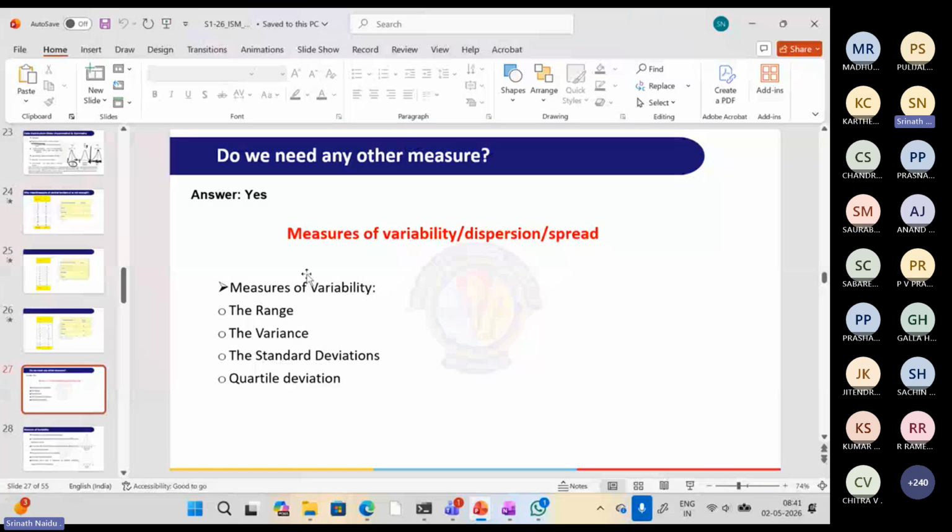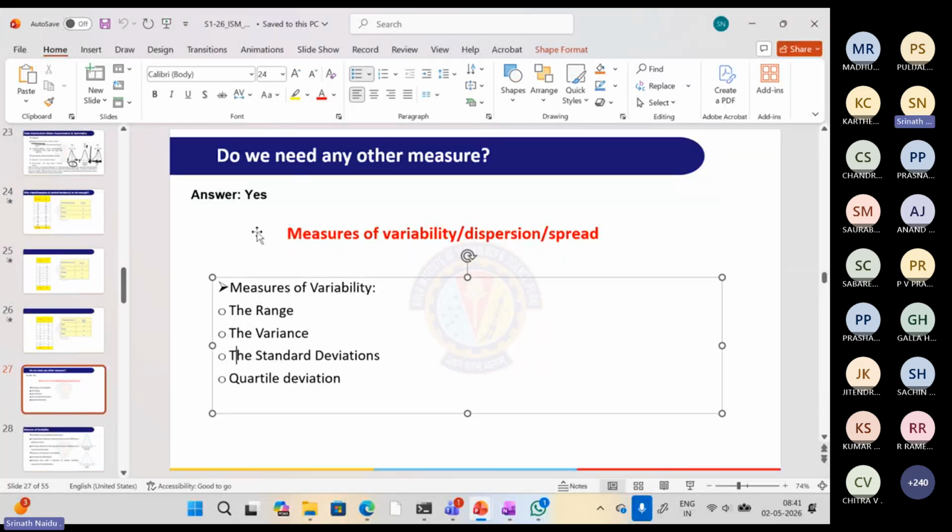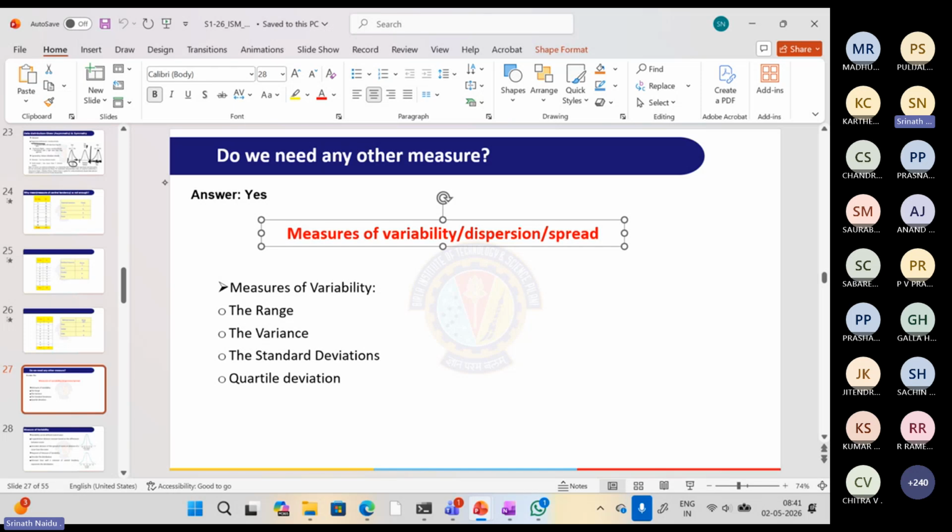So that's the range. Now, you could have something called the variance; we'll come to what this actually means. Then you also have standard deviation and quartile deviation. Outside of the range, the other three measures do some justice to the data in between, whereas the range only does justice to the outliers.